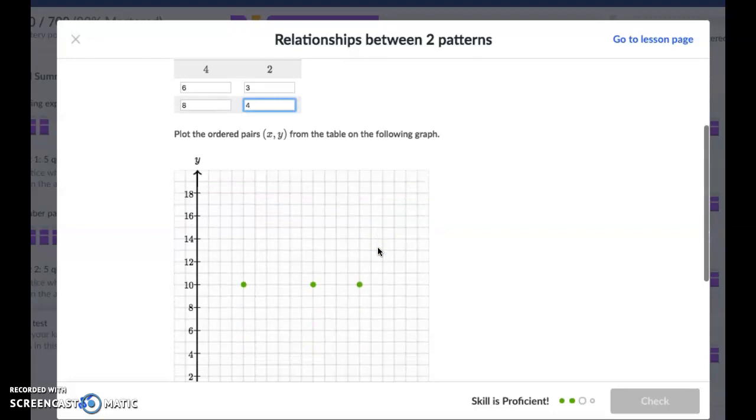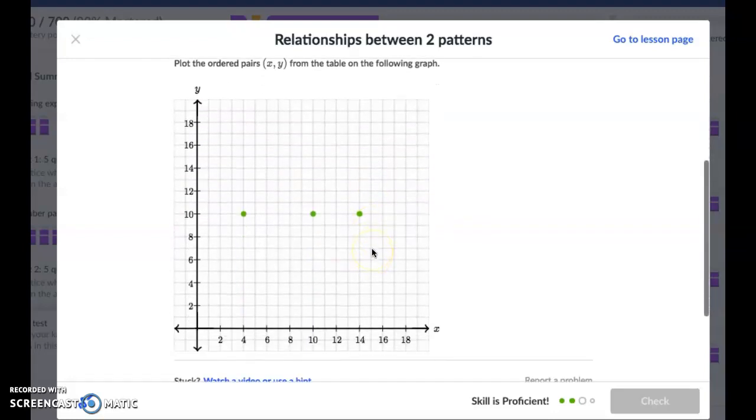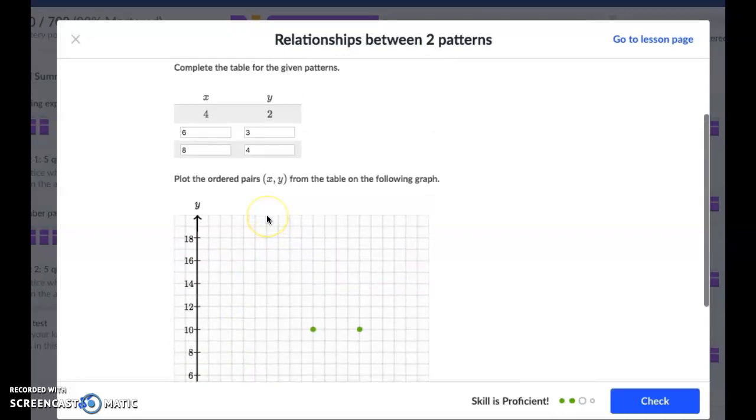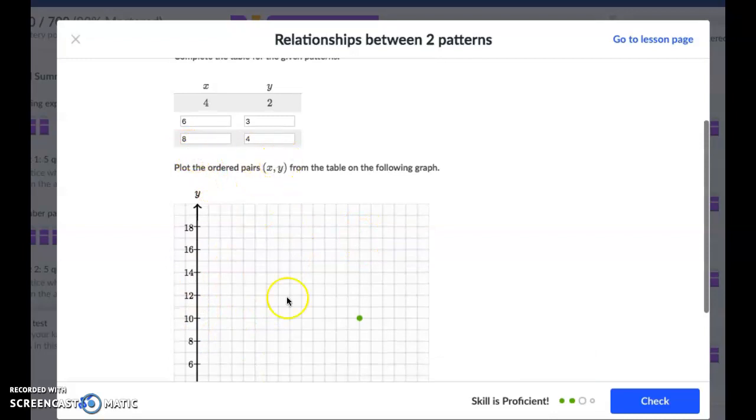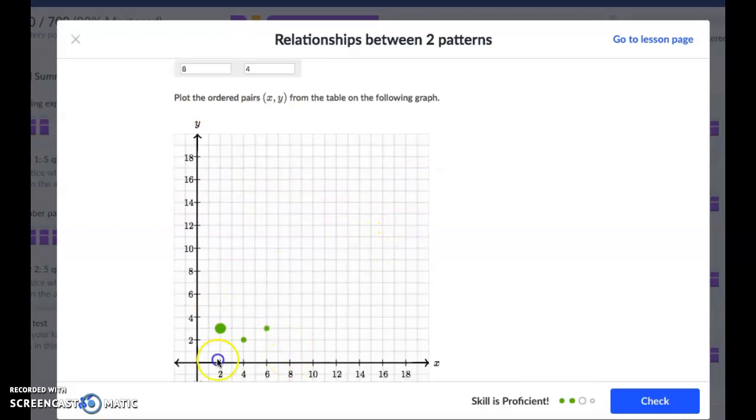Plot those on the graph. So 4, 2. So I'm going to take my green dot and go over 4 and up 2. 6, 3. So take my green dot over 6 and up 3, which is going to be halfway between the 2 and the 4 right there. And 8, 4. Take my green dot over 8 and up 4.